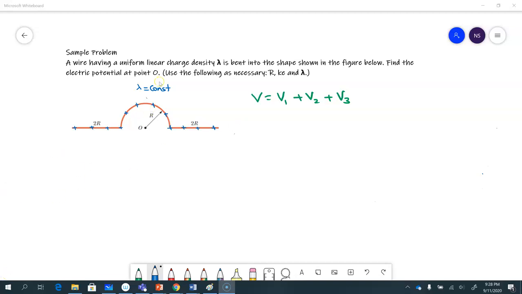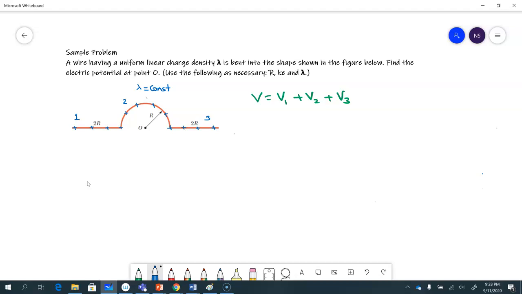Okay, in this sample problem, you're given a wire that's bent in this form. It has uniform linear charge density, lambda, that's constant. You need to find the electric potential at this point, O. You've got 3 different parts to this wire. This is the first segment, number 1, this is the second segment, and this is the third segment.